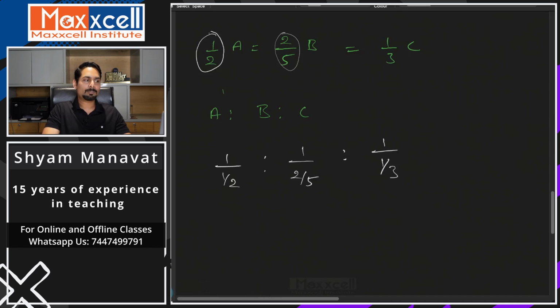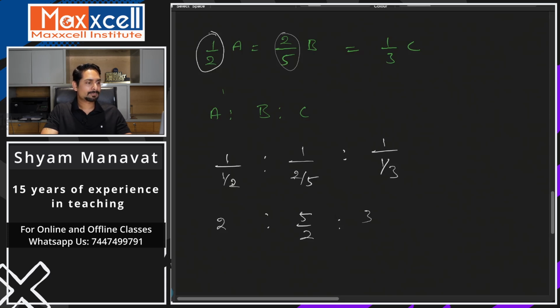Now 1 upon 1 by 2. If I simplify this part, what will I make it? Denominator will go into the numerator. Remember? Yeah, this will get inverted. So 1 by 2 becomes 2 by 1 here. 2 by 5 will become 5 by 2. 1 upon 3 will become 3 upon 1. And upon 1 we'll never write. So we write as 2, and we write as only 3.